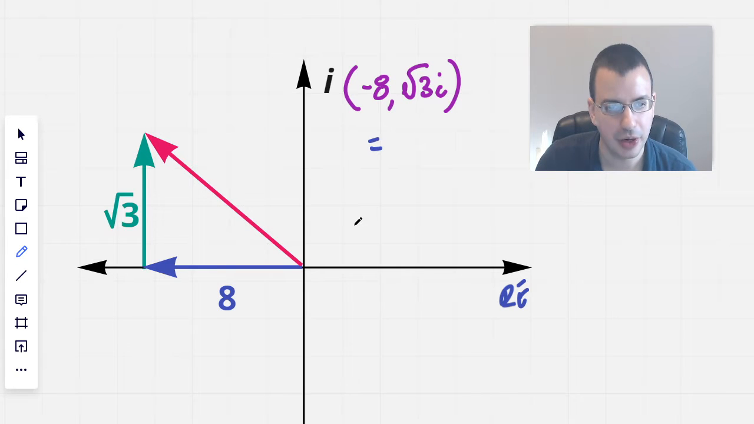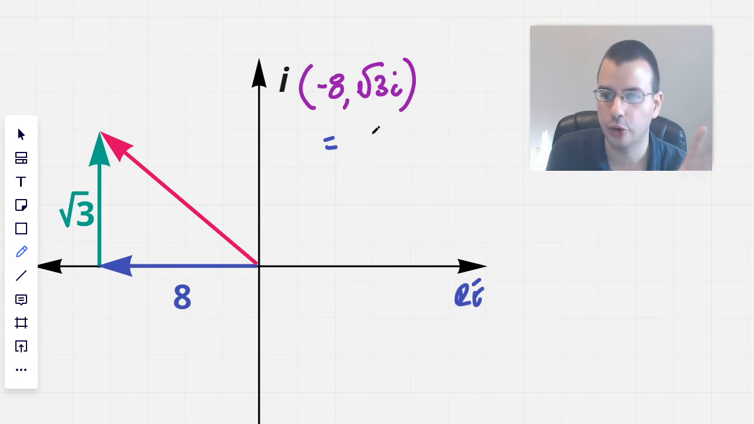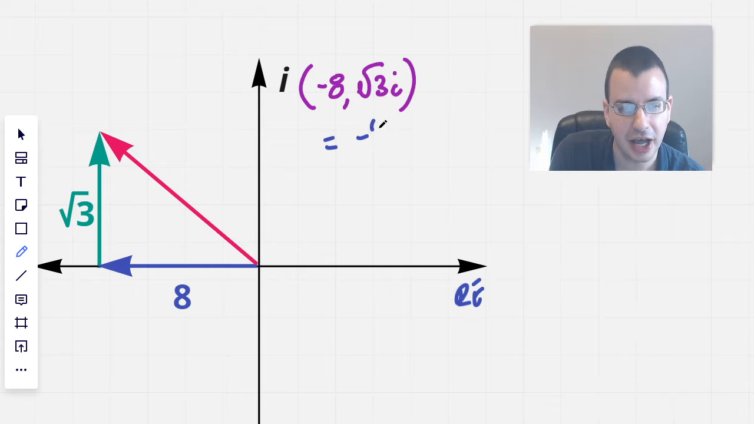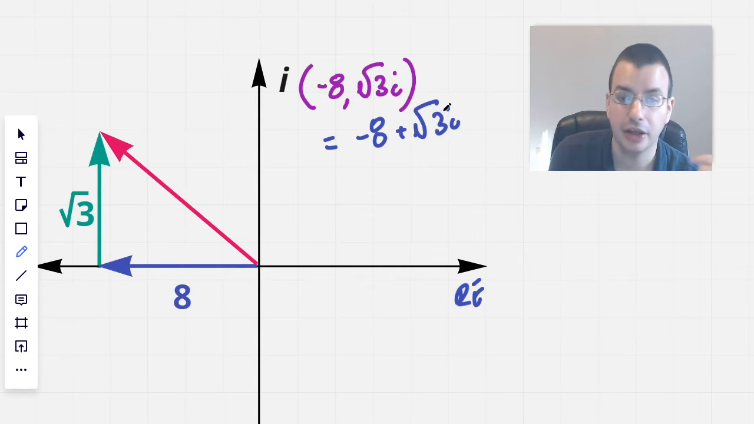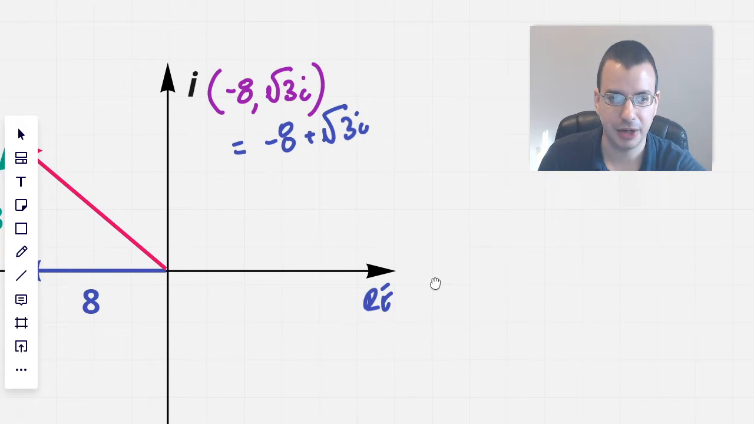The way I like to rewrite this then, so if I have a Cartesian coordinate like this, I would say that this is the same as -8 plus √3 i. And that way it's easier for me to visualize. All right, we do -8 this way plus √3 that way. And that's the way the complex plane looks.